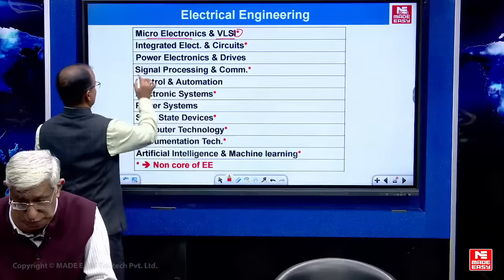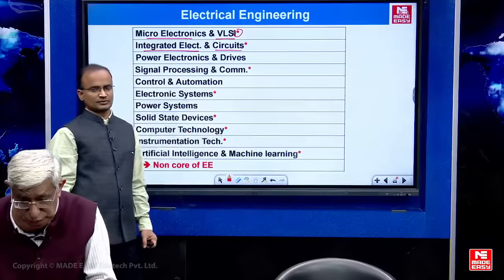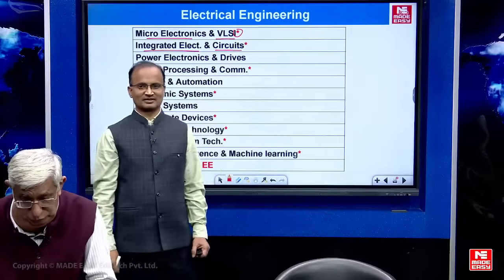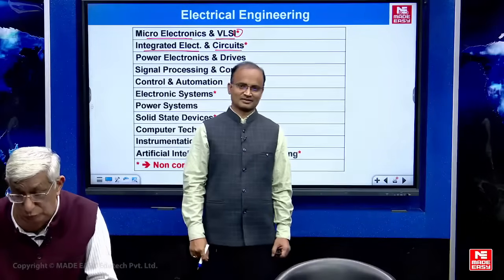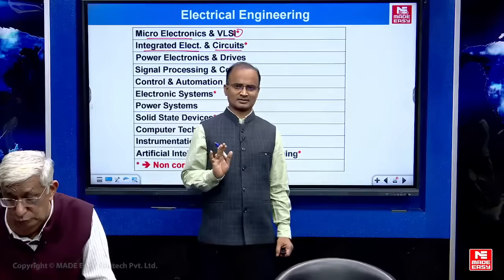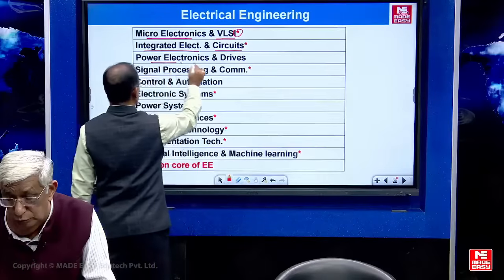Now we can give the second preference to integrated electronics and circuits. And again, electrical students get one doubt here: Sir, we are electrical, why should we go to electronics? See, it completely depends upon the interest. Suppose if you want to settle down only in the power sector side, then go for the first option, the power electronics and drives.